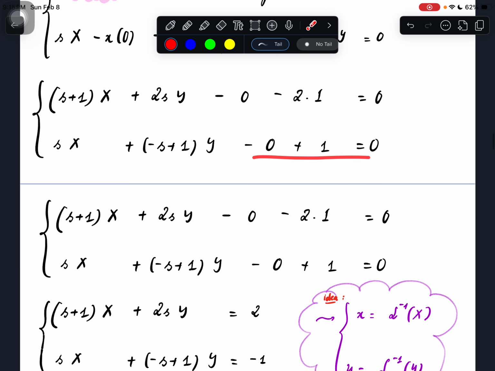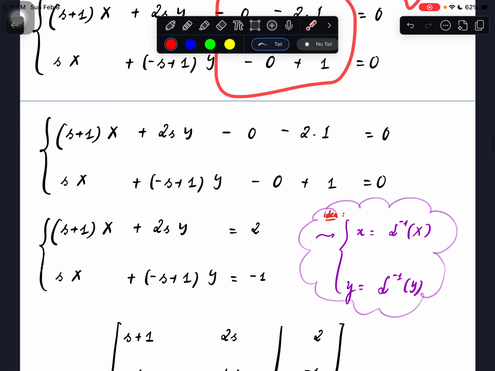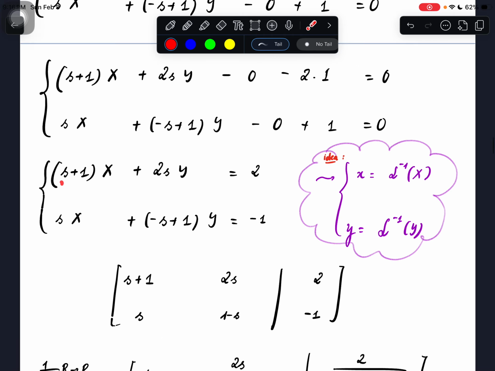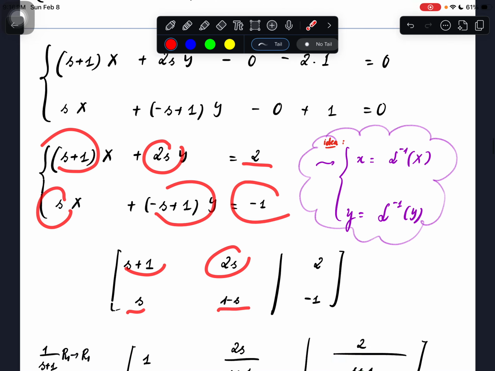So with this, we bring all these numbers to the other side. We have this system. And now the idea is to solve for X and Y, and then small x, small y are just the inverse transforms of big X and big Y. Here we need to solve this system of equations. So you think of S as a parameter. Write down the coefficient matrix: S plus 1, 2S, 2; S, minus S plus 1, minus 1.